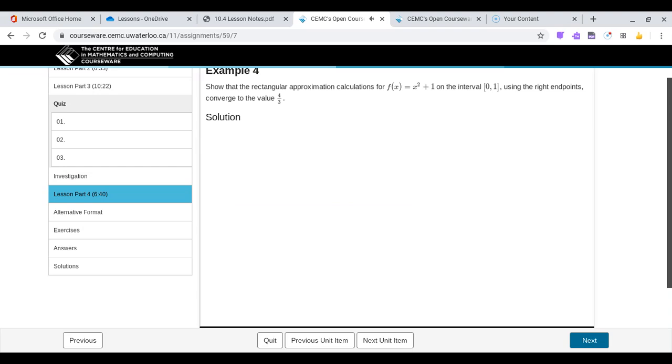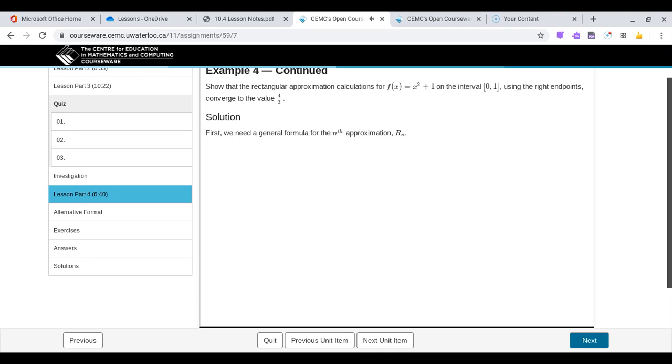So for our final example, let's show that the rectangular approximations for f of x equals x squared plus 1 over the interval 0, 1 converge to the number 4/3. So we're just going to do it for one method. We're going to use the right endpoint method. So in our notation, what we want to show is that the limit as n goes to infinity of Rn, our nth rectangular approximation, is 4/3. It might not be clear how to even start this problem.